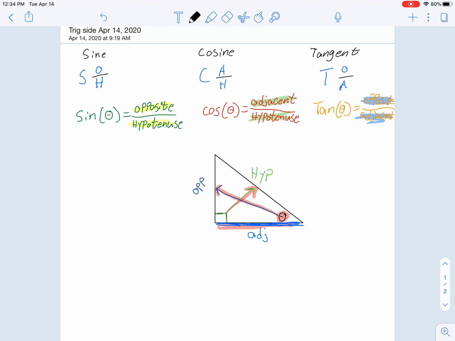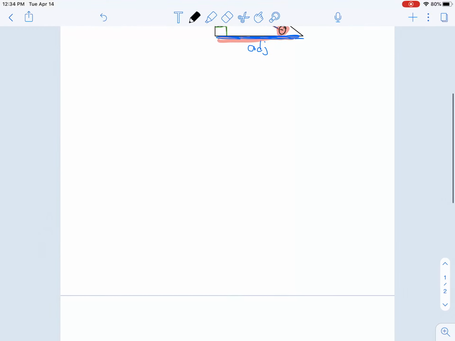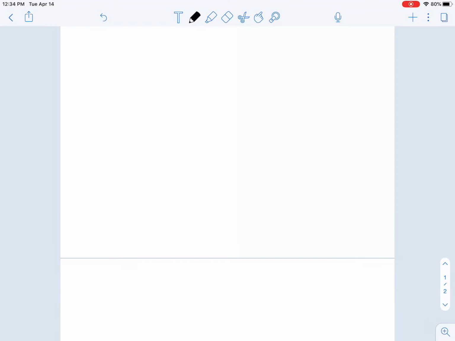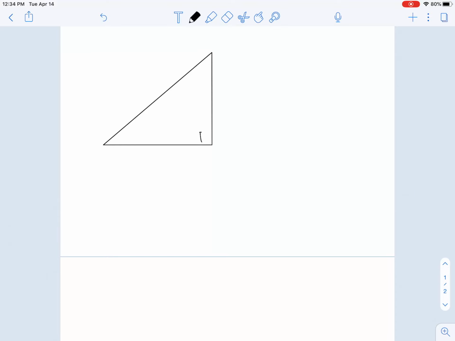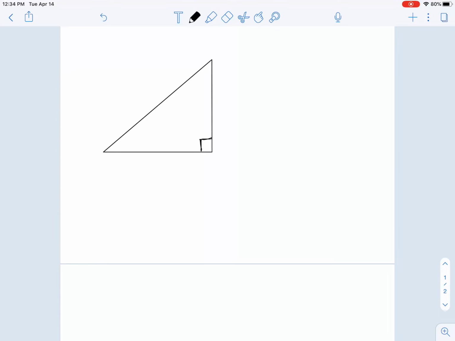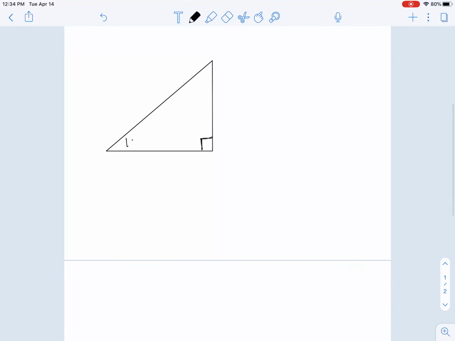Okay, so you should be done copying this down. I'm going to scroll down to another page, and we're going to draw a triangle. Draw a right triangle that looks something like this, with a right angle in the corner. We're going to label this triangle: 19 in that corner, 4 for the side, and x for the diagonal.